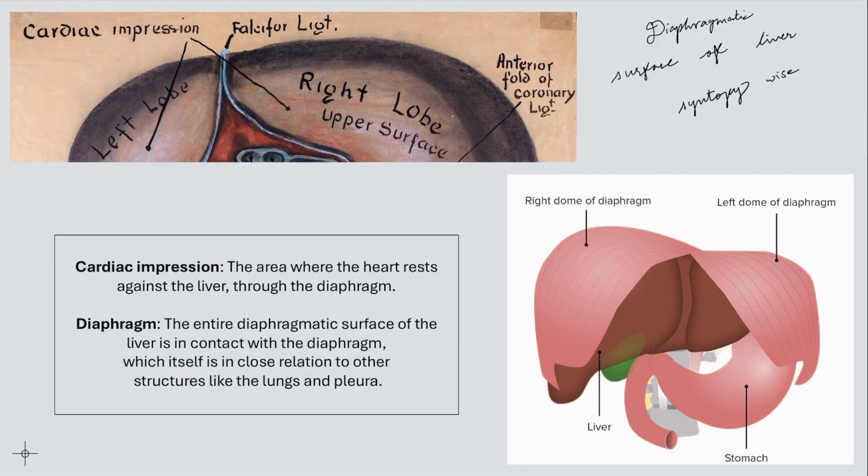And then the diaphragmatic surface of the liver, we'll talk about syntopy in terms of this too. So mainly you have the diaphragm. So the entire diaphragm is sort of just located on the liver. It's all in contact with each other. And then you have a cardiac impression too, which is the area where the heart will rest against the liver.